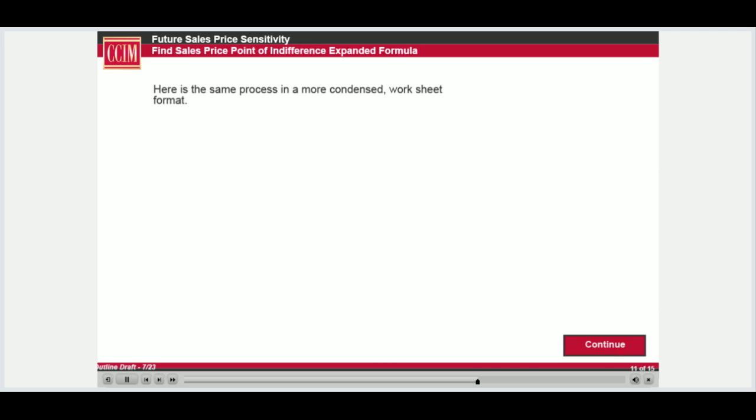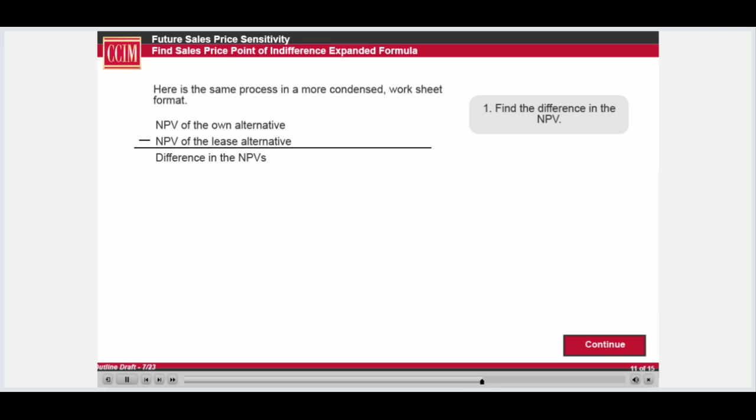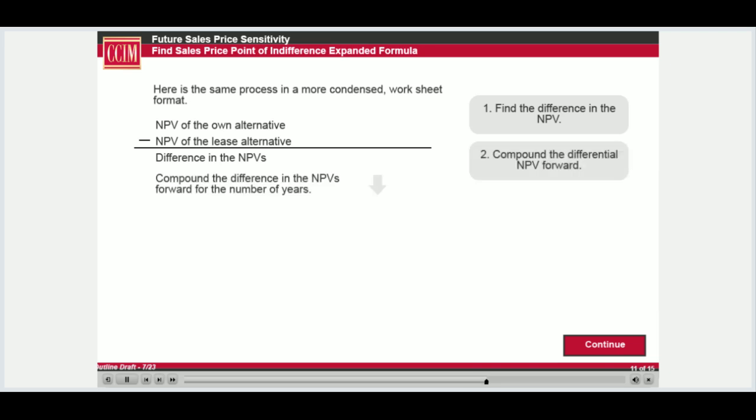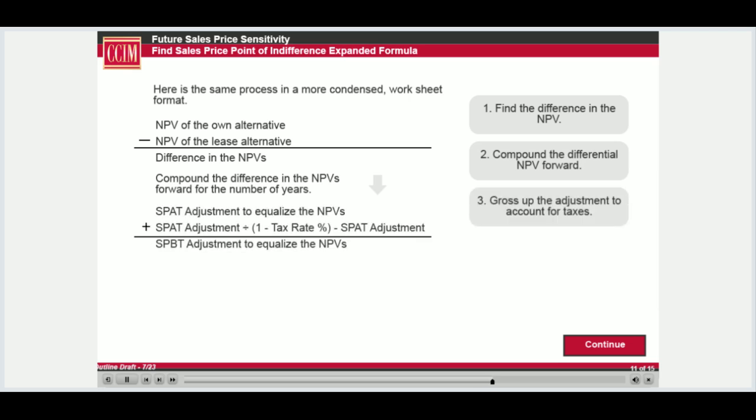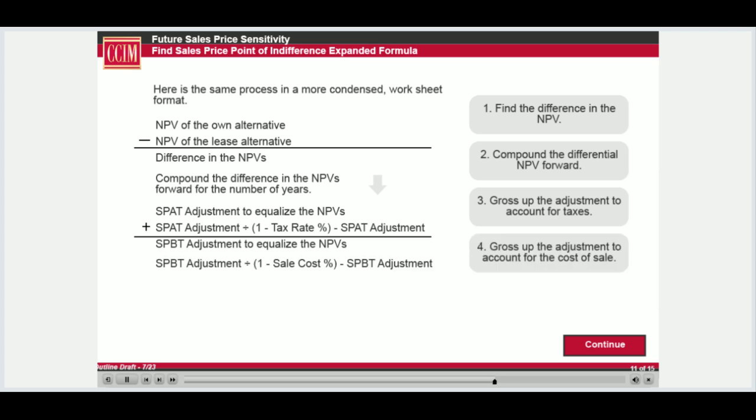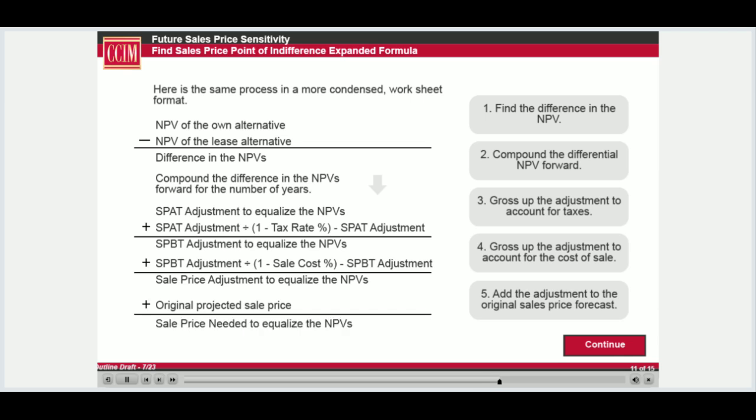Let's take an overview look at the entire process. First, we calculate the NPV of the differential. Next, compound that present value figure for the length of the analysis at the discount rate. Gross up the adjustment to account for the effect of taxes. Gross up the adjustment to account for the cost of sale. Add the adjustments together to arrive at the sales price point of indifference.